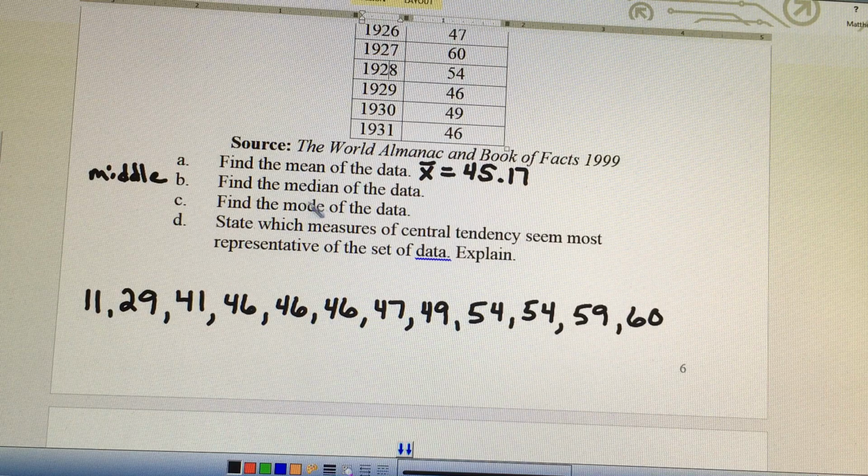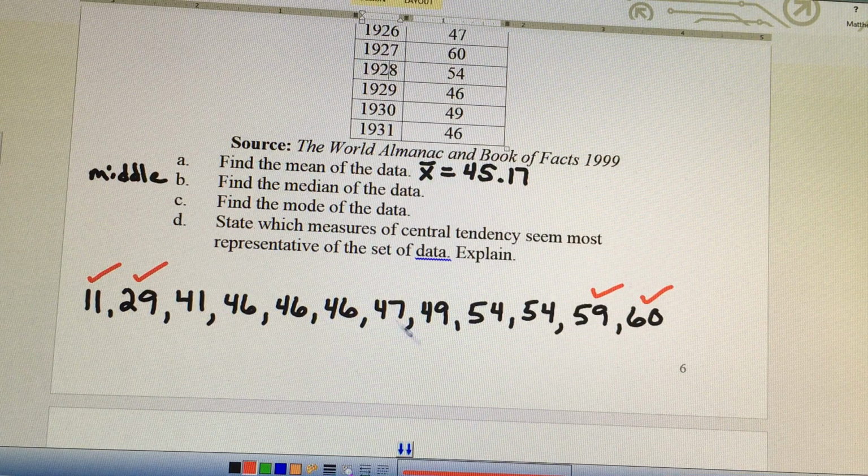And the median asks for the middle. So what you might remember if you've ever done this before is you're going to go ahead and cross off the first and the last. And we're going to keep working our way toward the middle. So if I cross off 11 and 60, then I cross off 29 and 59, 41 and 54, the first 46 and the first 54 get crossed off, then you've got 46 and 49.